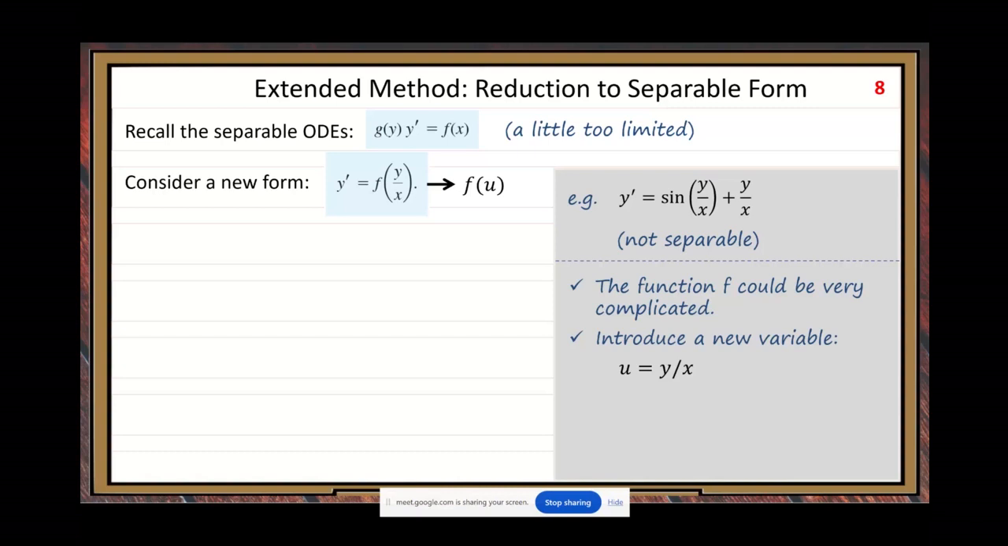But what's the relationship between y and u? Here we want to represent y prime in terms of u and the variable x. X is still the variable. So we still need to keep x inside the equation, but we want to replace y by u. In our final equation, we don't want to see y. We want to see an equation involving x and u.